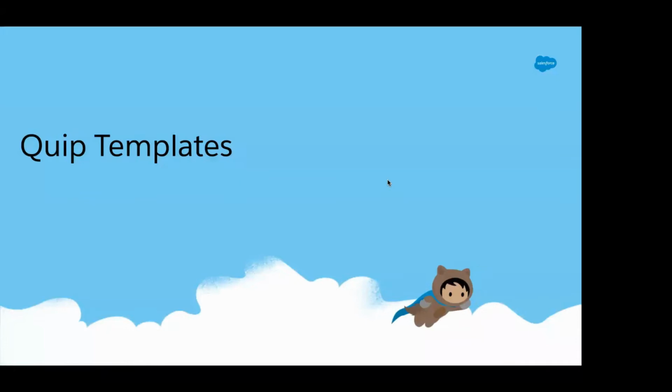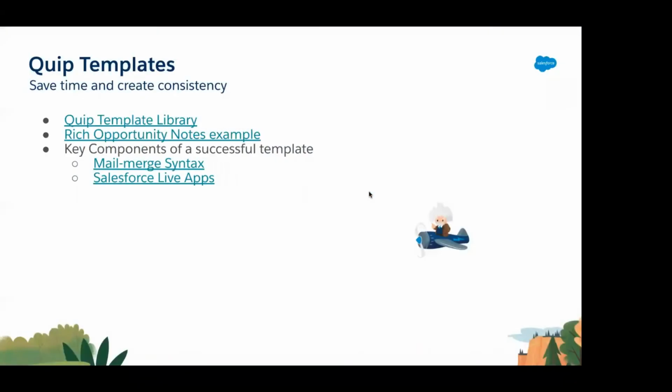So the first thing we're going to talk about is Quip templates. With Quip templates, we actually have a library. So let's dive into that library and then take a look at a template itself and walk through what are the features and functionalities that make it unique and that are going to help bring standardization for your team.